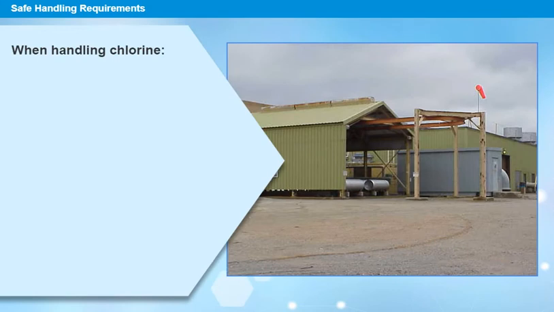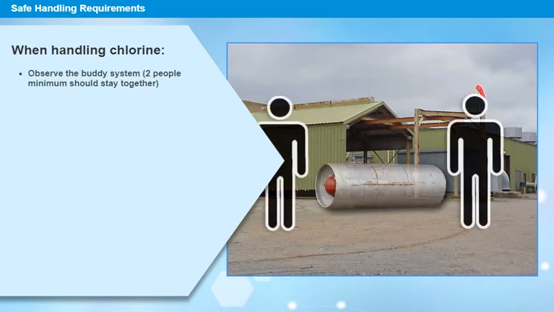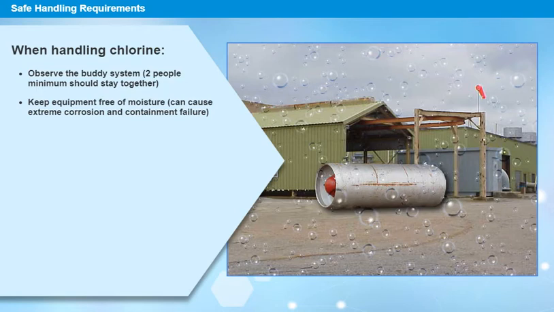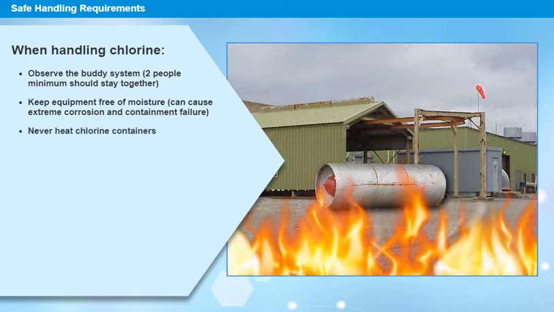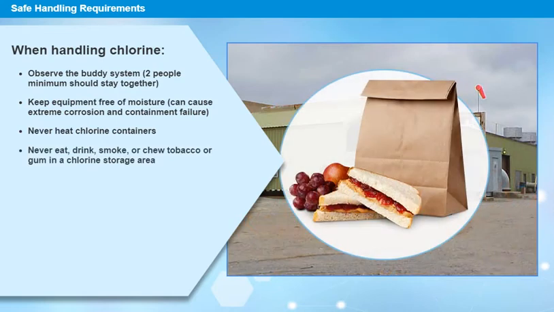There are specific requirements for safely handling chlorine. Exposure incidents can incapacitate, so 2 or more people should be present whenever chlorine is handled. You may know this practice as the buddy system. Keep all equipment free of moisture, as any moisture entering a chlorine system can cause extreme corrosion and containment failure. Never heat chlorine containers. Never eat, drink, smoke, or chew tobacco or gum in an area where chlorine is stored.